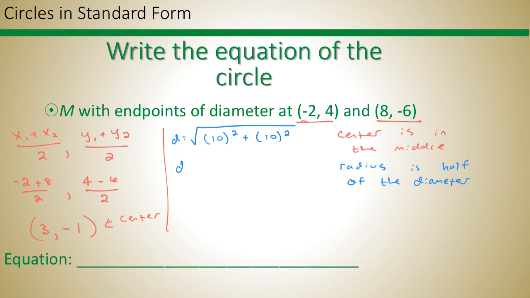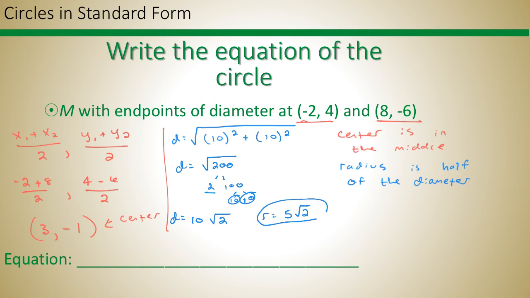If I simplify that, I've got d is equal to root 200, okay? And I could actually simplify that if I break it apart. That breaks apart as 2 and 100. 100 breaks apart as 10 and 10. Since I have a pair of 10s here, and this 2 is stuck by itself, we're going to have 10 on the outside, root 2 on the inside. So that is the diameter of the circle. If I want the radius, I'm going to cut this in half. So r is equal to 5 root 2. That is the radius of this circle.